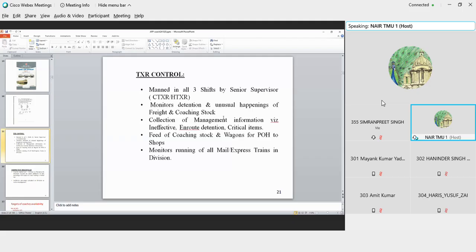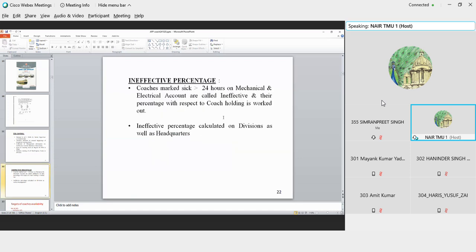In, say, Vijayawada control, there would be a person who would be taking care of all the Vijayawada depot coaches. And at the divisional level control, there is coordination between the divisions if something happens. Then there is a control in the headquarters also, which talks to all these controls and collects the information at the zonal level.